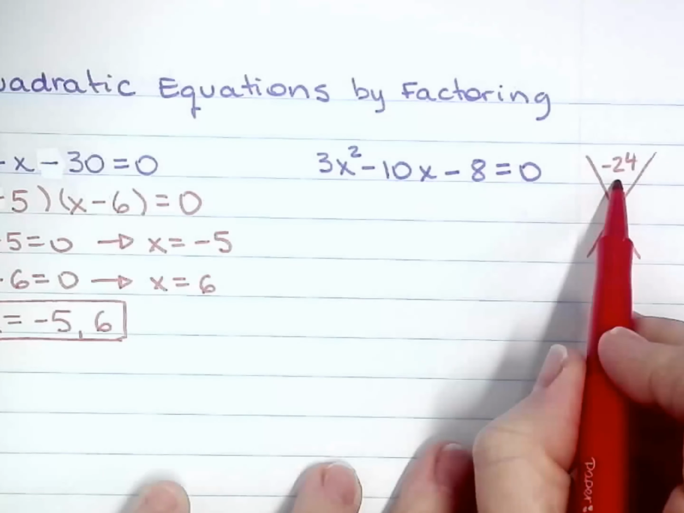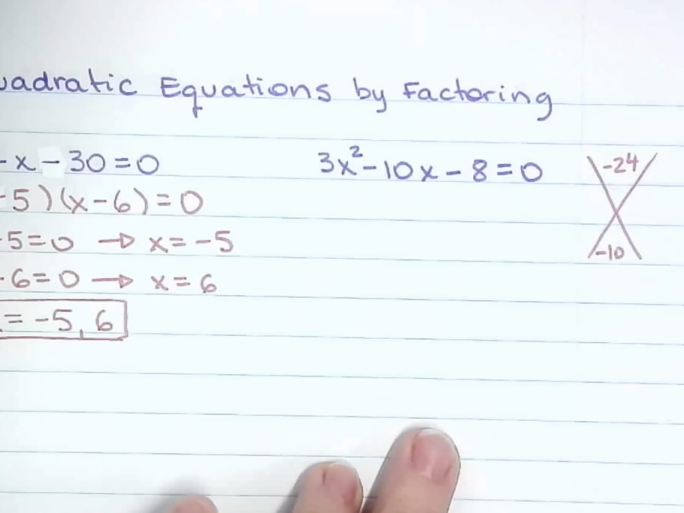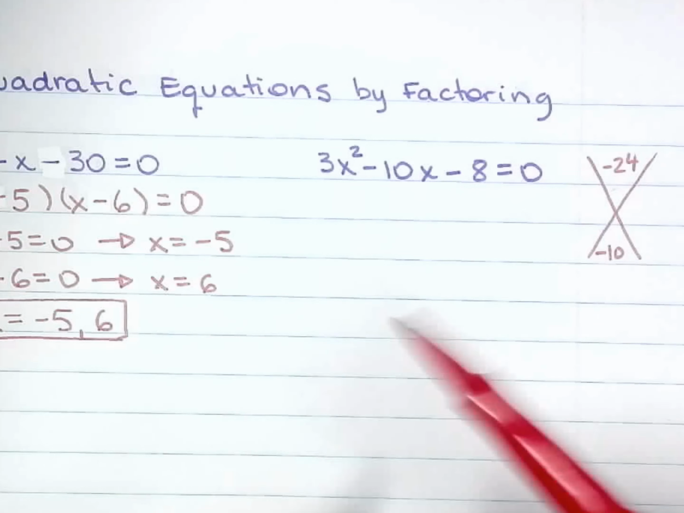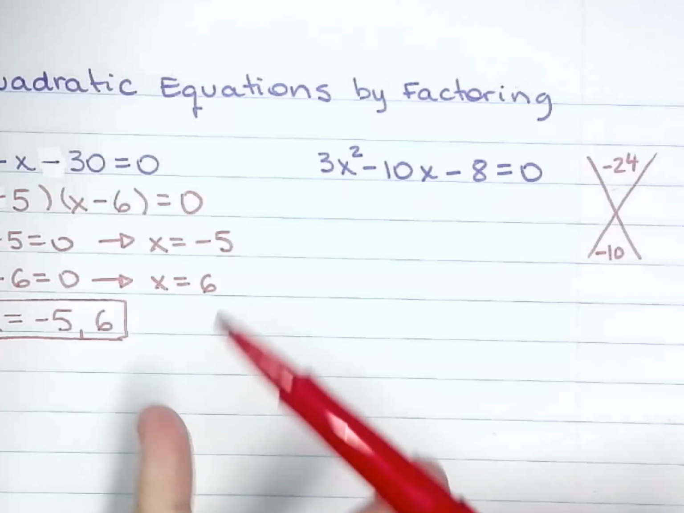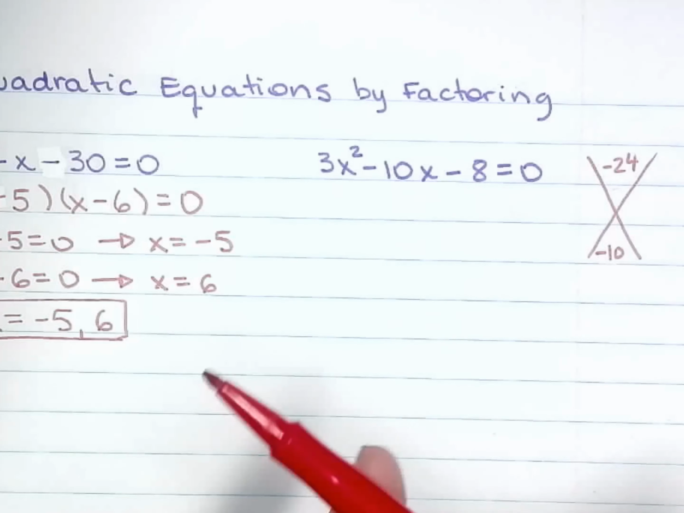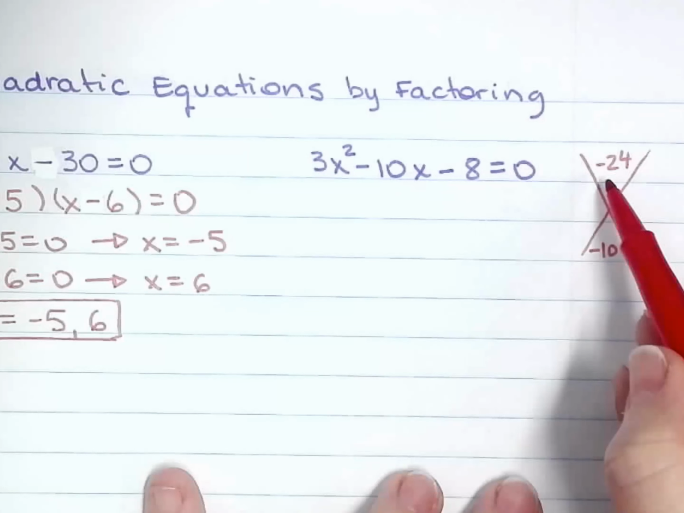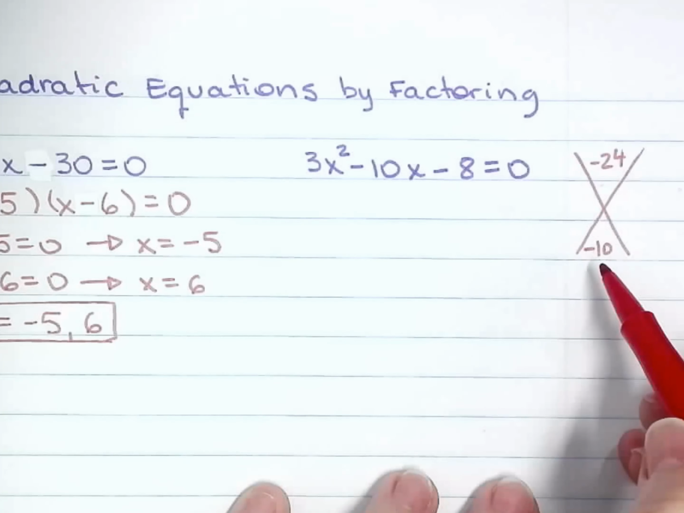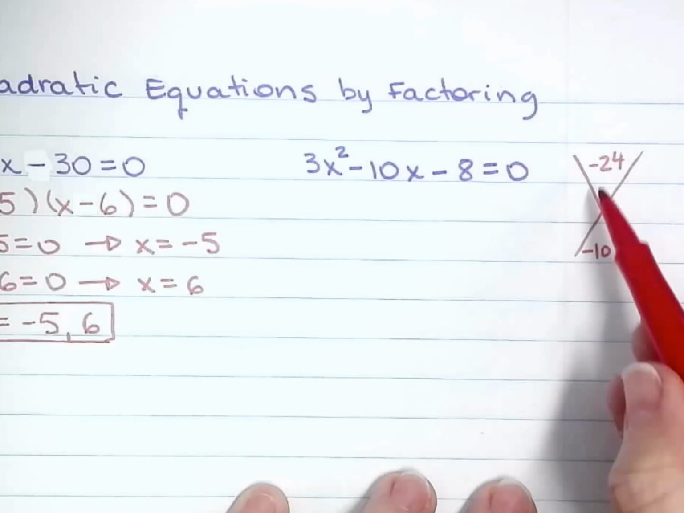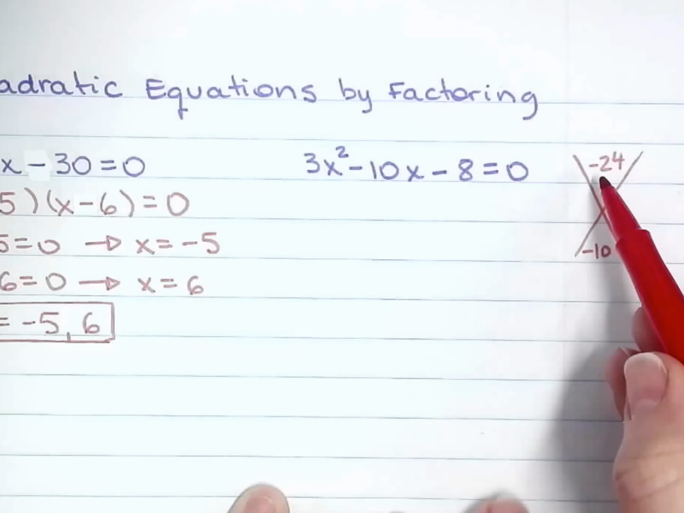The two numbers that you're looking for need to multiply to negative 24, and the same two numbers need to add up to negative 10. So 1 and 24, 2 and 12, 3 and 8, 4 and 6. But be careful here, because 4 and 6 have the same sign, and when you multiply, that will give you positive 24. Okay? Watch out for that.